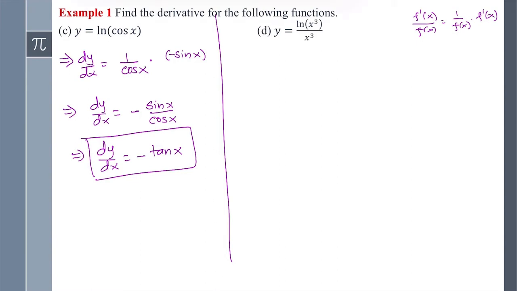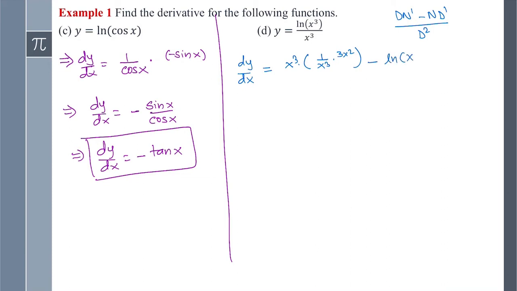Now the next function that we have here, we have to use the quotient rule because we have a quotient of two functions. So dy over dx. Now if you remember the quotient rule, this is what I usually say: denominator times derivative of numerator minus numerator times derivative of denominator over denominator squared. So here the denominator is x cubed times derivative of numerator. So it is 1 over x cubed times derivative of x cubed, which is 3x squared. So we just did denominator times derivative of numerator minus numerator, which is natural log of x cubed, times the derivative of denominator, which is 3x squared. Everything divided by x cubed.